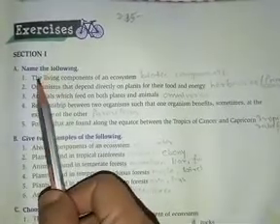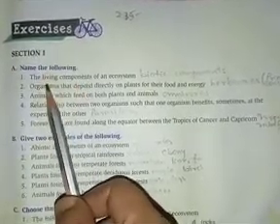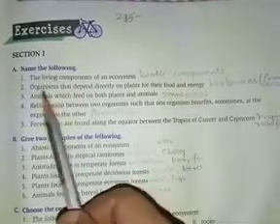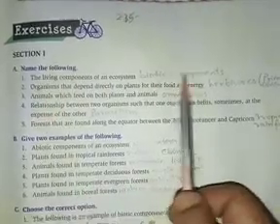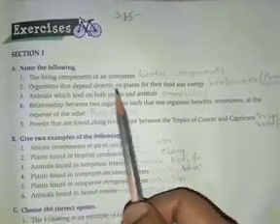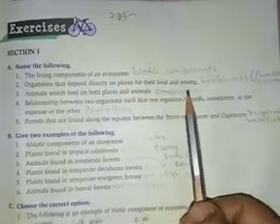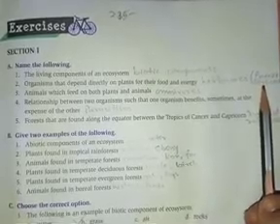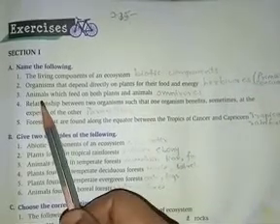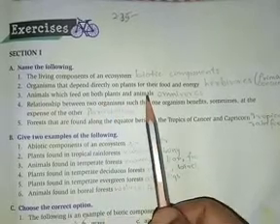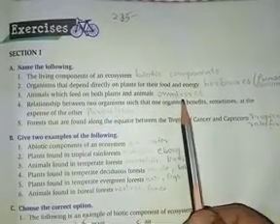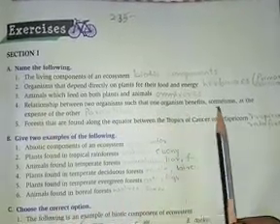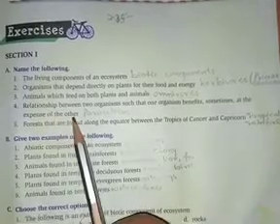So section 1, name the following. The living component of an ecosystem: biotic component. Next, organisms that depend directly on plants for their food and energy. Answer, herbivores. You can also write primary consumers. Next, animals which feed on both plants and animals. Answer, omnivores. Next, relationship between two organisms such that one organism benefits sometimes at the expense of the other.